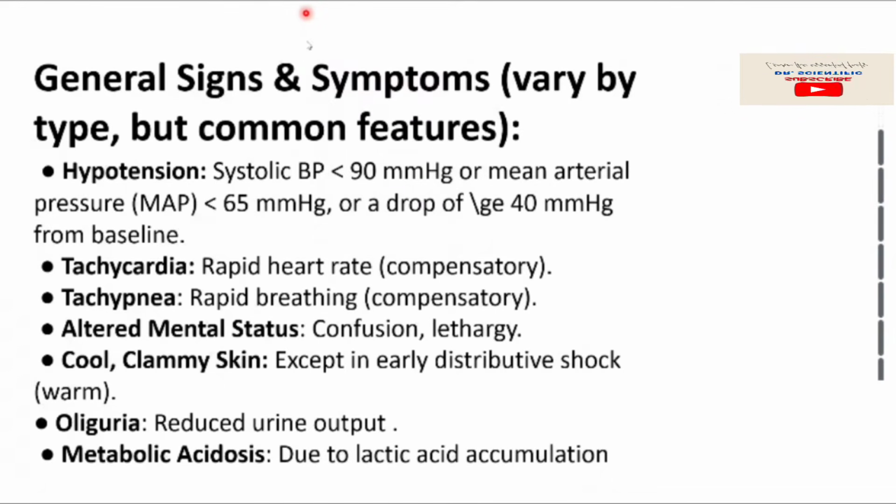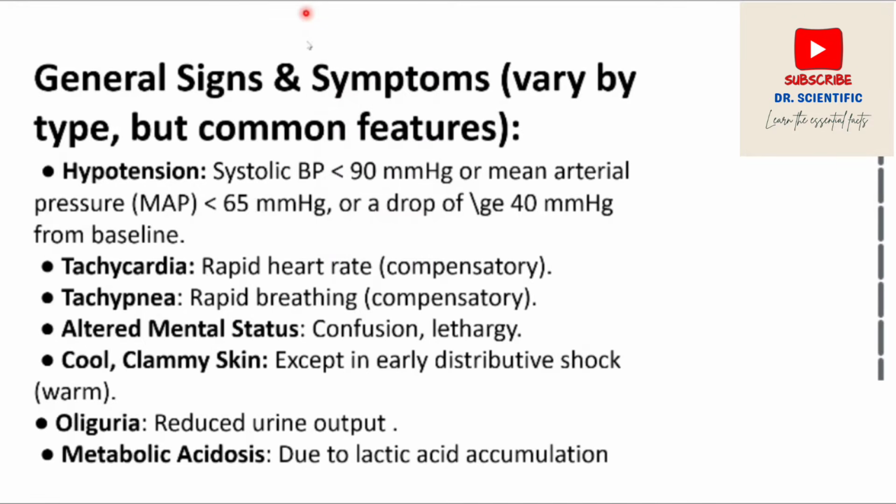And these signs and symptoms will vary depending on the causes of the shock that might take place. The first one is hypotension. As you know, systolic BP below 90 millimeters of mercury, or mean arterial pressure below 65 millimeters of mercury, or a drop of 40 millimeters of mercury from the baseline.